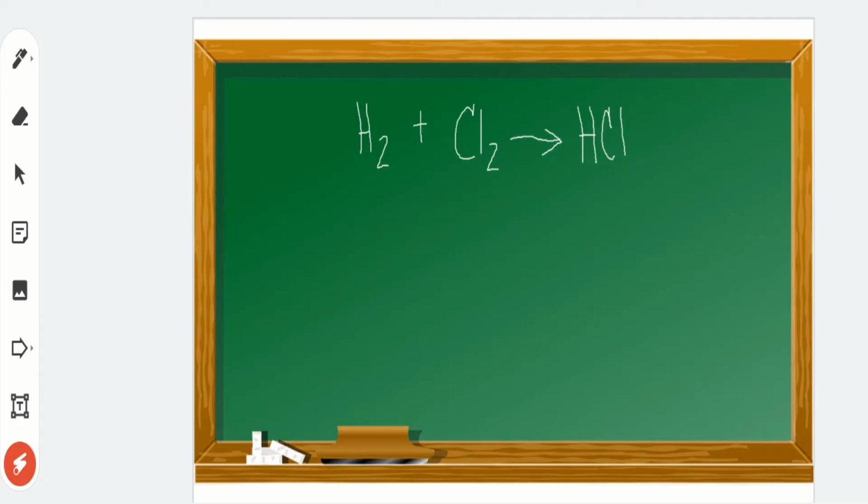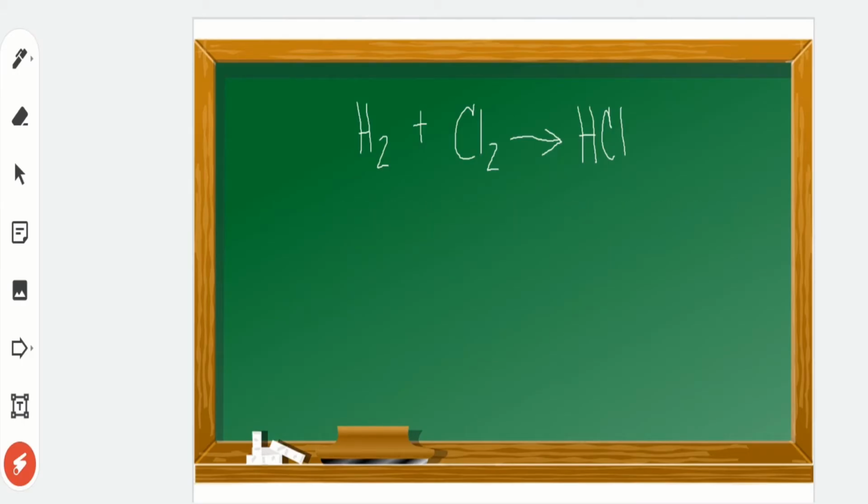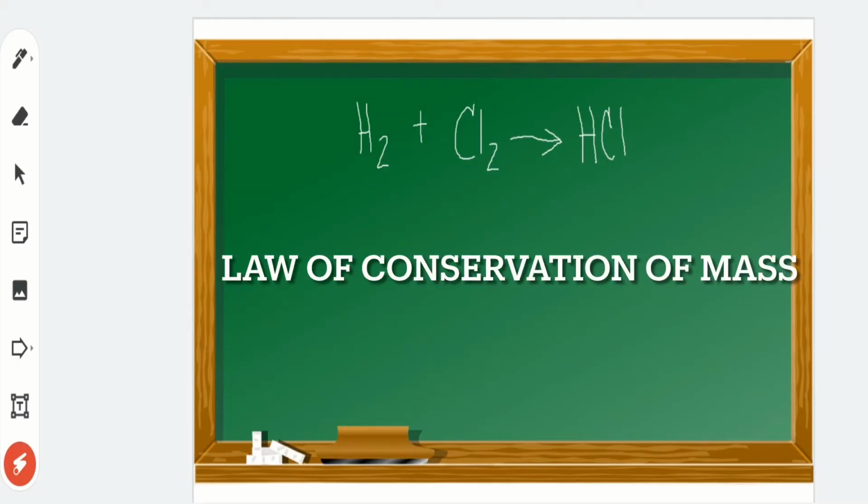This type of chemical reaction is actually a combination reaction. Why combination reaction? Because we have the formation of a bigger molecule. When these two molecules of hydrogen and chlorine combine, it yields the formation of hydrochloric acid, which is a bigger molecule. So when we say chemical reaction, it follows the law of conservation of mass.